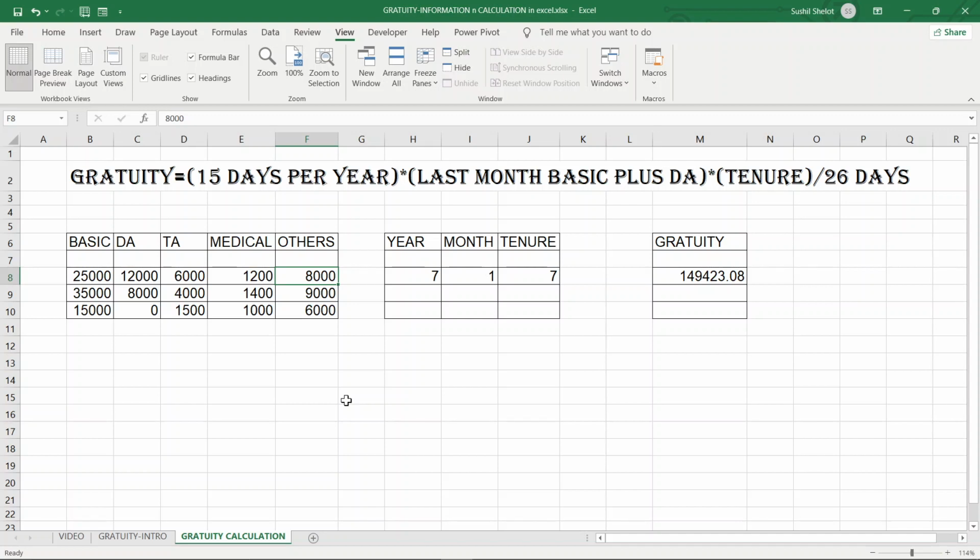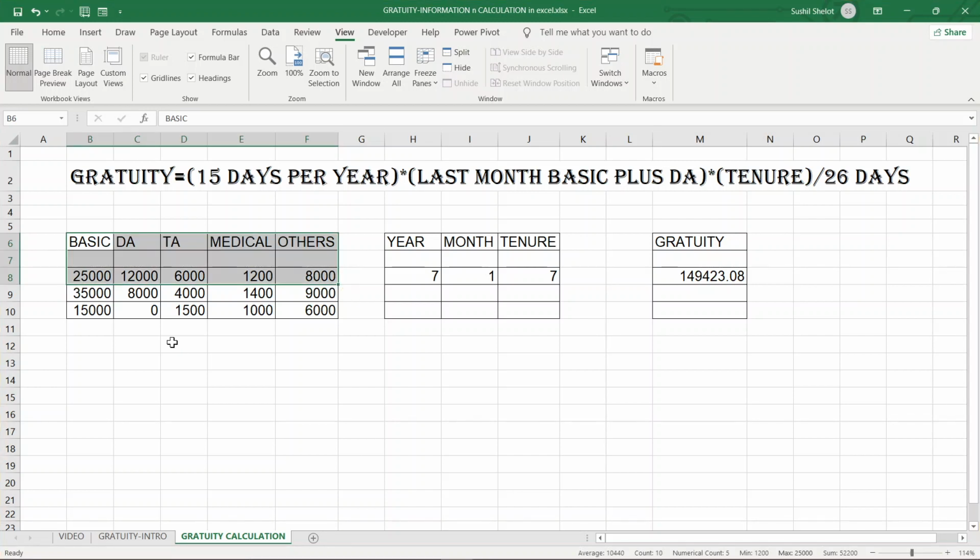So as I already told, if this is the last month of that employee's salary slip and it is displaying these values, then for that employee only the value that is over here is going to matter. So the basic plus DA for this employee will be 27,000, and the remaining portion of the salary, that is 6,000, 1,200 and 8,000, will be not considered for the gratuity calculation.